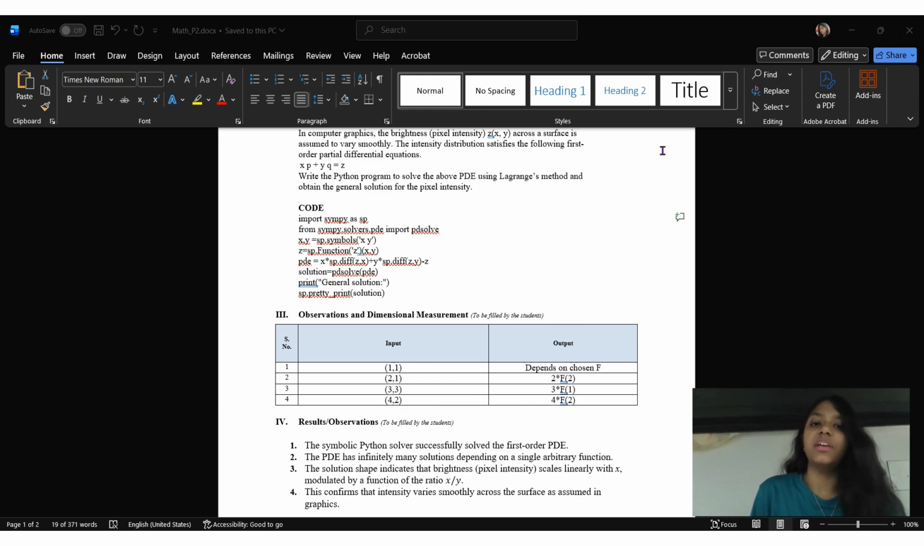The key takeaway is that SymPy doesn't just give you one answer, it gives you the general solution, showing how the function depends on arbitrary choices. That's powerful because it means you can adapt the solution to different problems by plugging in the right boundary conditions.